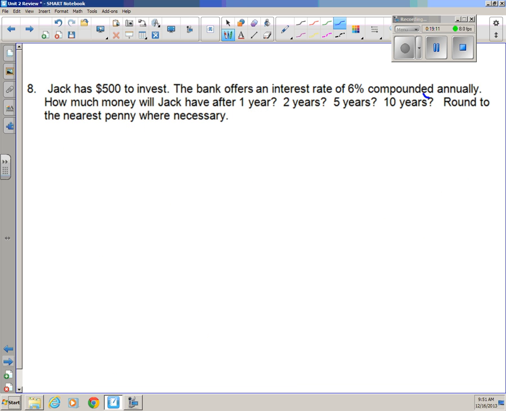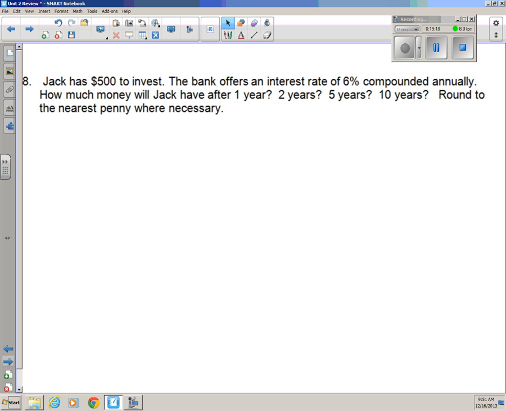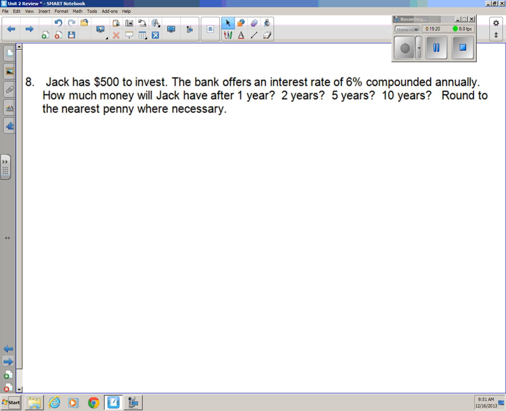Jack has $500 to invest. The bank offers him 6% compounded annually, so it's compound interest. How much money will Jack have after 1 year, 2 years, 5 years, 10 years? Where necessary, we're going to round to the nearest penny.